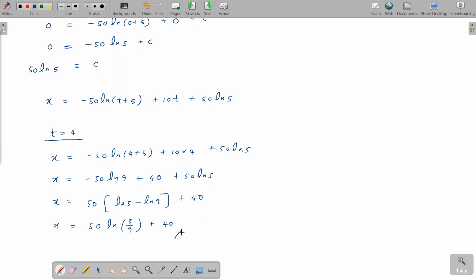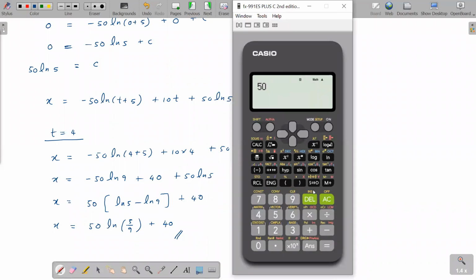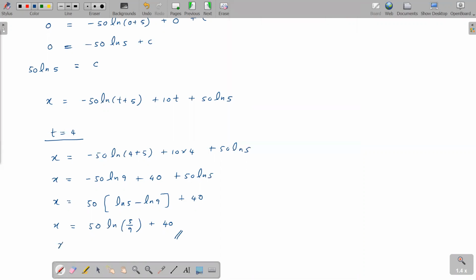So this is the exact distance. Most of the time, they would expect you to give the answer in exact form. If they do want it to 3SF, you can give it to 3SF. So 50 ln(5 over 9) plus 40, the answer is 10.6. So if it's to 3SF, 10.6 meters in the first 4 seconds. Okay, so the exact answer definitely depends on the question, but most of the time they would ask you to give the answer in exact form.